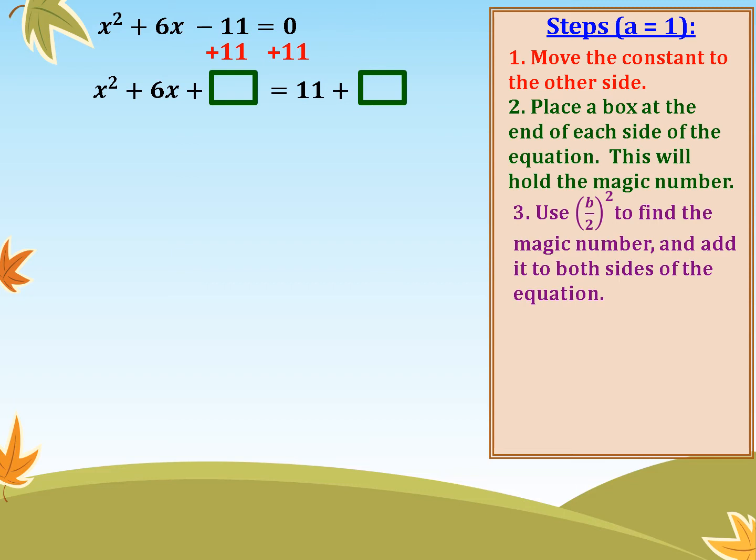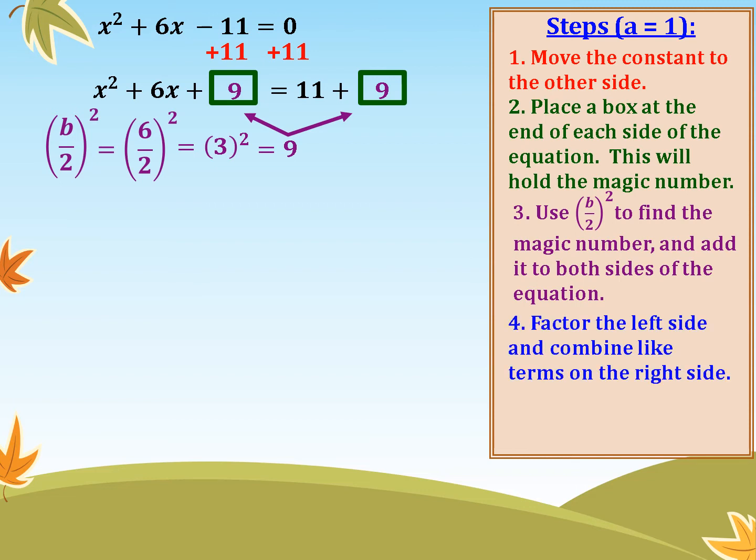And then we're going to add that to both sides of the equation, because remember, what we do to one side of the equation, we have to do to the other. So my b value is 6, so I'm going to do 6 divided by 2 squared. So 6 divided by 2 is 3. 3 squared is 9. So I'm now going to put 9 inside each of the boxes. Excellent.